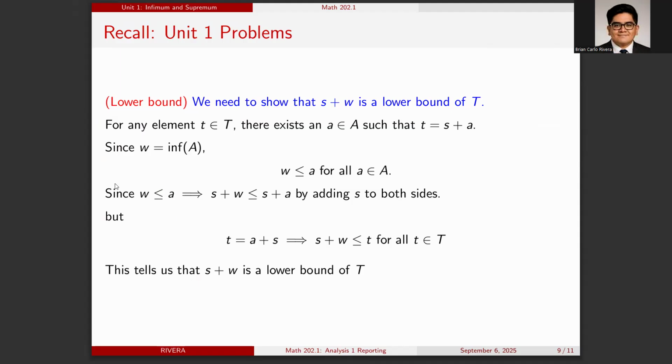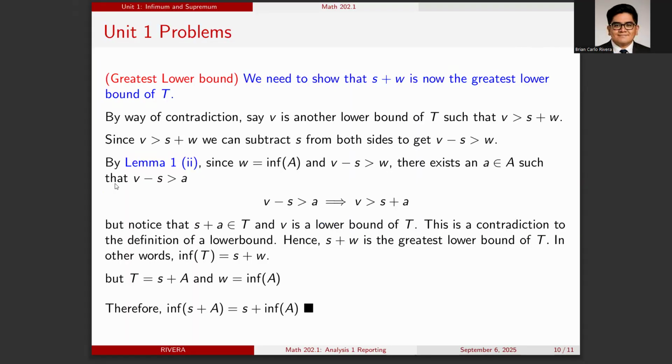So how do we proceed in doing that? We need to show that for any element t of big T, there exists an element a in big A such that t is equal to S plus a. Since W is the infimum of A, W is less than or equal to a for all a in A because it's a lower bound. So we add S to both sides, and we notice that S plus a is equal to t, so S plus W is less than or equal to t for all t in T. That tells us that S plus W is a lower bound of the set T.